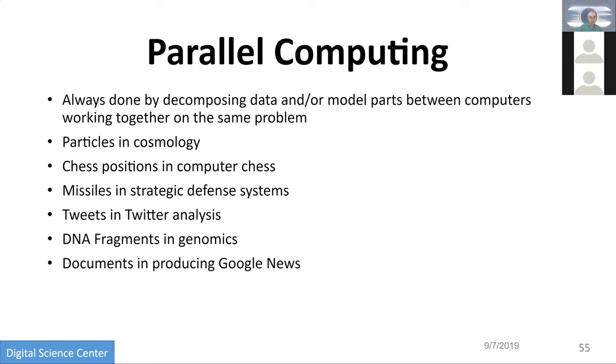I used to work on the so-called Strategic Defense Initiative, where we were trying to build defense systems for missiles. And we would do parallel computing by assigning each missile to a different computer. And then those missiles were analyzed in detail by individual computers. In Twitter, you would just put each tweet or a set of tweets on different computers. And DNA fragments, you break up the whole DNA into subsets of DNA fragments and put each of them on a separate computer. When you're doing documents and say topic analysis to do Google News or other similar web resources, you divide the documents into groups and put each group on a separate computer.